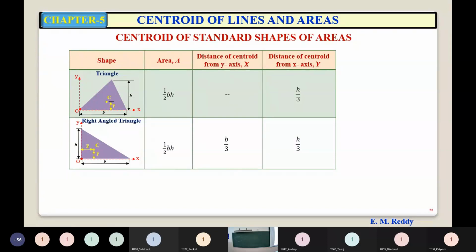Sir? Yes. Can you explain the second part of first? For this triangle? Yes, sir. I'm not getting why we can't find it. See, using this standard formula, we can find out the centroid for a triangle always from base. Here, base is along x-axis. So if you want to measure from y-axis, there is no base of the triangle along y-axis. So you cannot find out that.